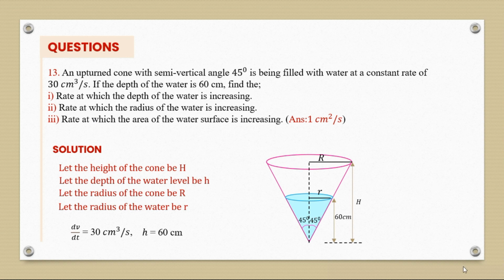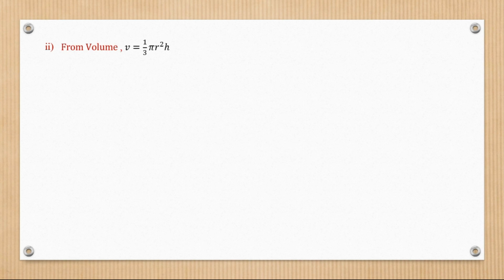Alright, so in part 2, we're being told to find the rate at which the radius of the water is increasing. So we're going to make use of the formula of volume, which is V equals a third pi r squared h. In this case, we're going to differentiate with respect to r. First of all, I want to eliminate this h right here. Remember that r is equal to h, so where there is h, we're going to represent it in terms of r. So we shall have V being equal to a third pi r cubed.